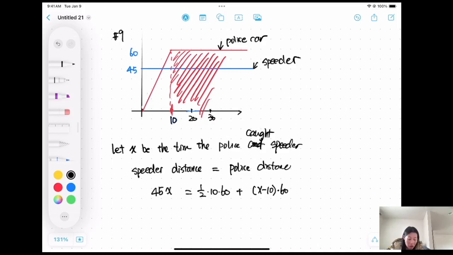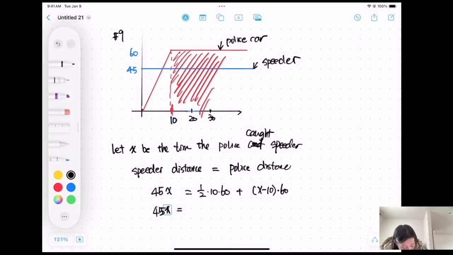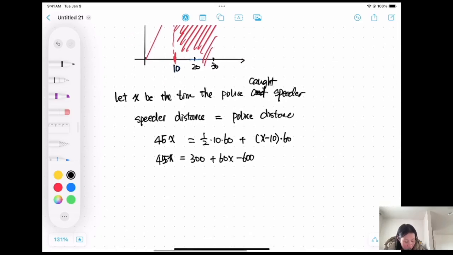times 60. So then we solve it. We have 45x equals to 300 plus 60x minus 600, and then we solve for x. So I got 300 equals to 15x, and then x is equal to 20 seconds. So that means at t equals 20 seconds, the police car catches the speeder's car.